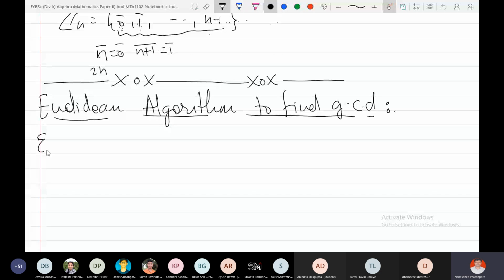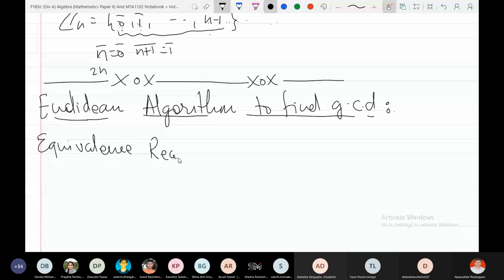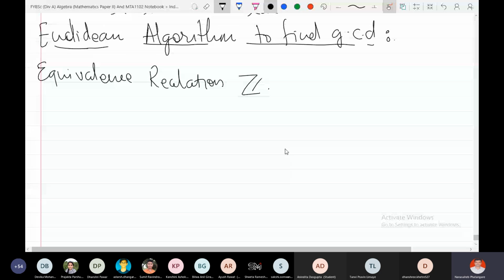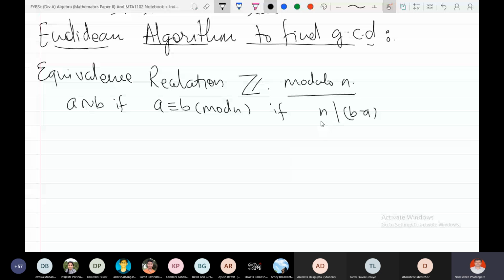Equivalence relation we defined on the set of integers, and what relation we defined? A related to B if A is congruent to B modulo n. So the equivalence relation on Z modulo n is this, right? That is, if n divides B minus A. This is what equivalence relation we define on the set of integers.